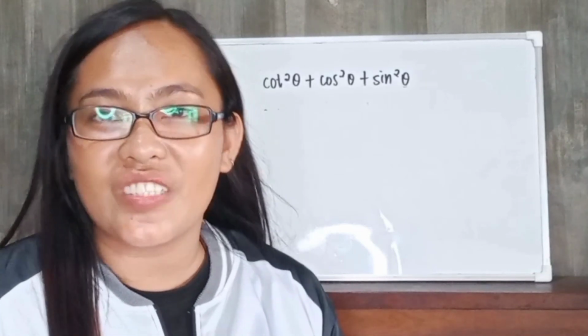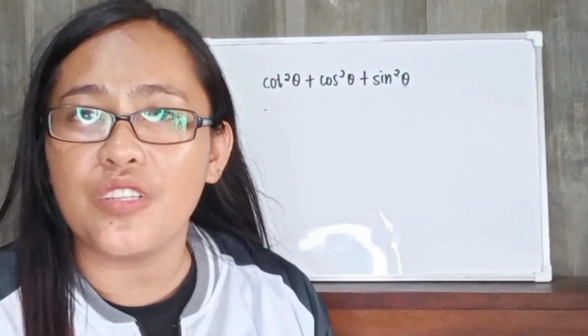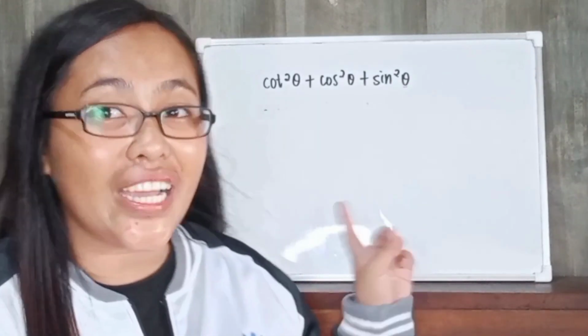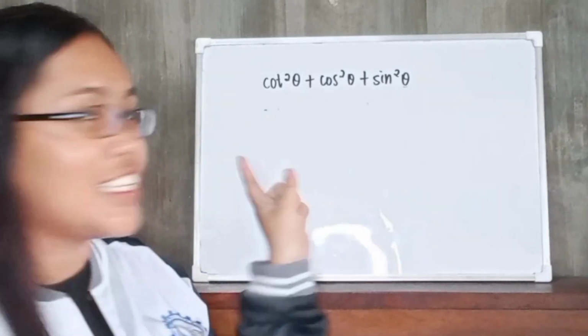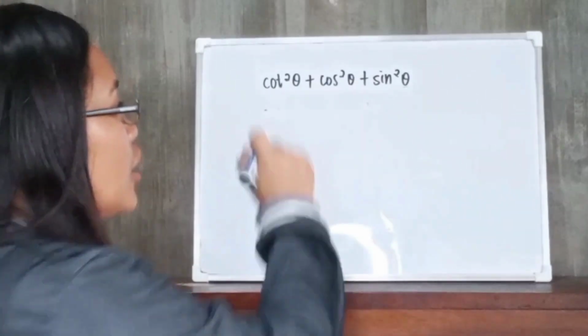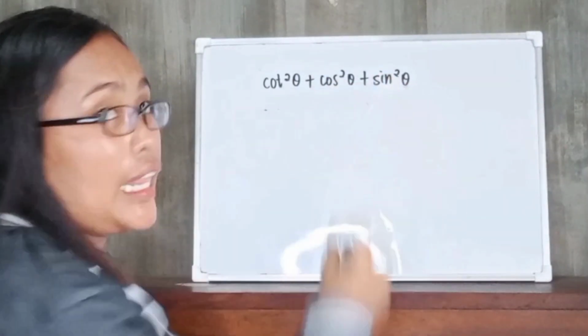Therefore, we come up with our third form of the Pythagorean identities. Alright, we are done deriving the Pythagorean identities. Now, let me show you examples of how nice this can be for really simplifying some expressions. So let's try to simplify this expression using the Pythagorean identities: cotangent squared theta plus cosine squared theta plus sine squared theta.